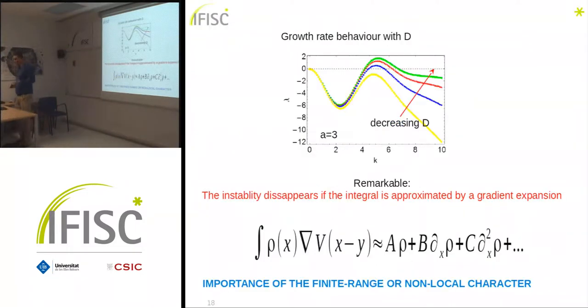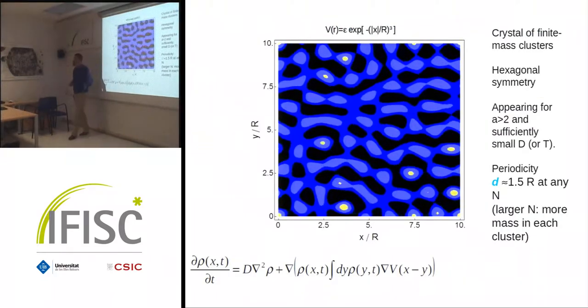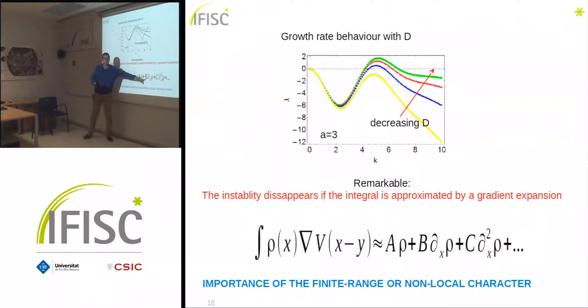You can plot lambda. You can see lambda for a large D. If you decrease D, the diffusion, then you can see that lambda becomes positive, and then you can have a positive growth rate, and then you can have patterns. In particular, it's also important to stress that if you make the small gradient expansion of this term, which is the one appearing here in the equation, this is the non-locality, let's say, then all these properties disappear. I think you have to go at least to fourth order, the one we did with the pattern. So you have the importance of the finite range or the non-locality of the interaction.